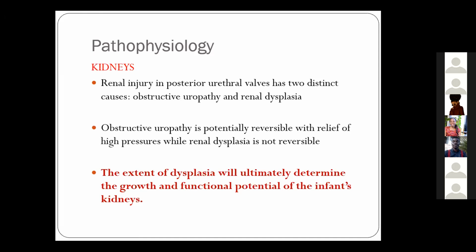So the effects on the kidney can either be due to obstructive uropathy, or they can be due to renal dysplasia. Obstructive uropathy is potentially reversible with the relief of the high pressures, while renal dysplasia is not reversible, like we had already said. The extent of the dysplasia will ultimately determine the growth and functional potential of the infant's kidneys.